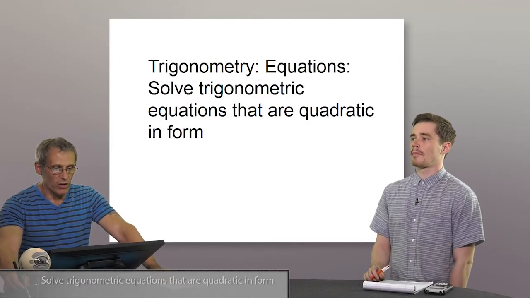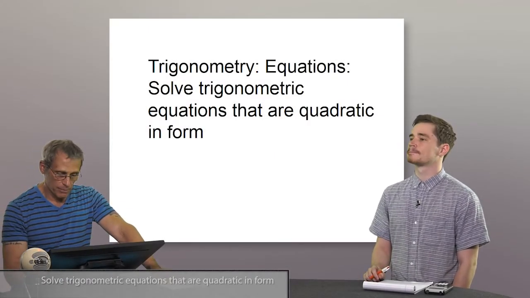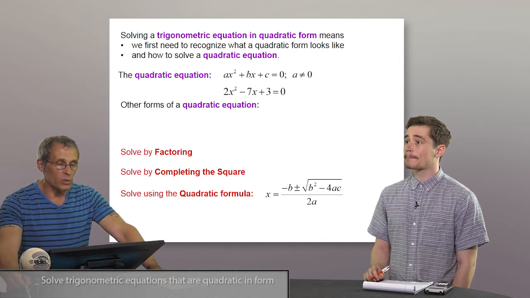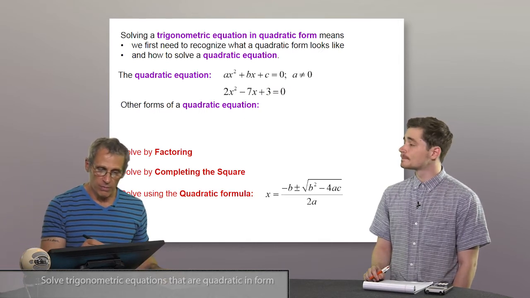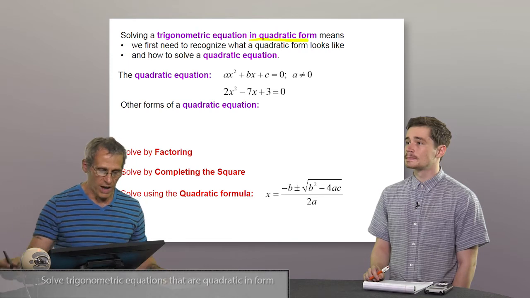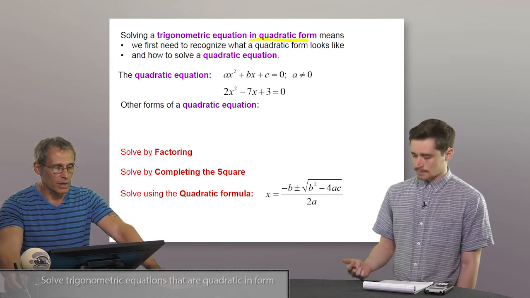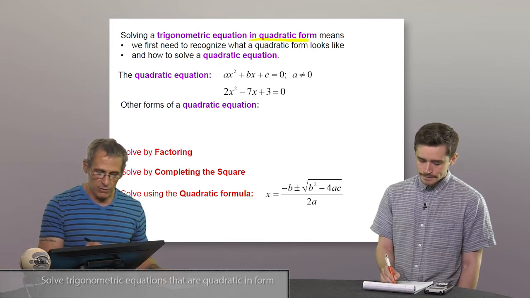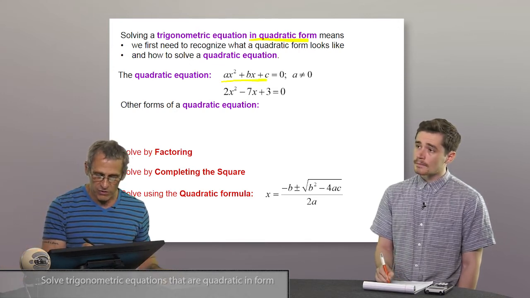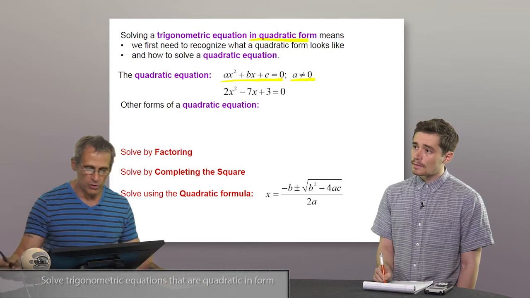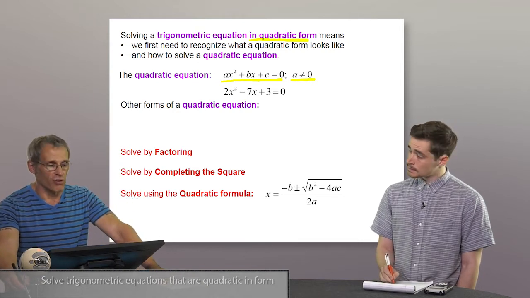Solve trigonometric equations that are quadratic in form. What we want to do is solve a trigonometric equation, but the form is going to be a quadratic. Well, first thing we have to do is recognize we have a quadratic form. And quadratic forms are basically in the form of ax squared plus bx plus c equals 0, where that leading term does exist. A is not 0.